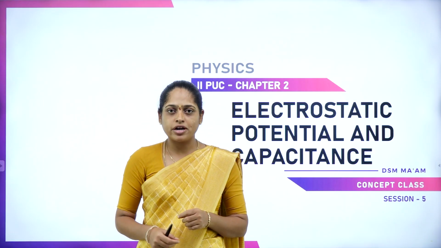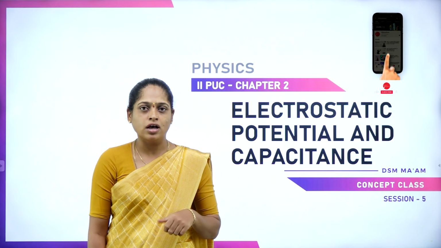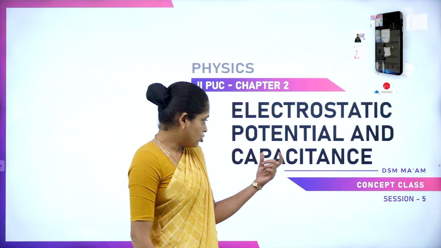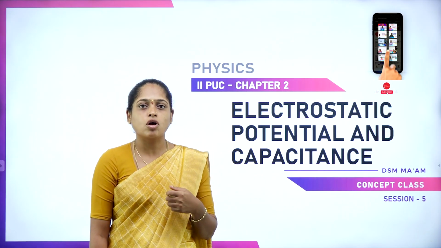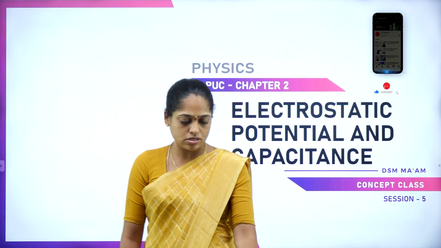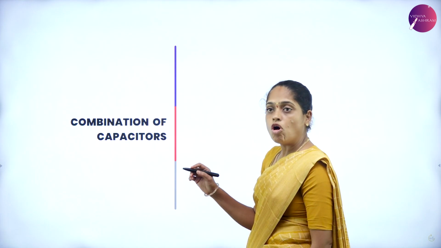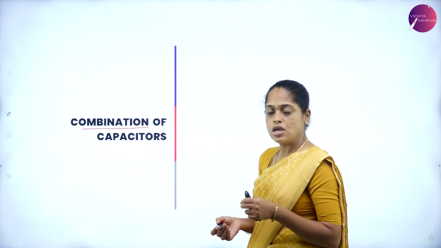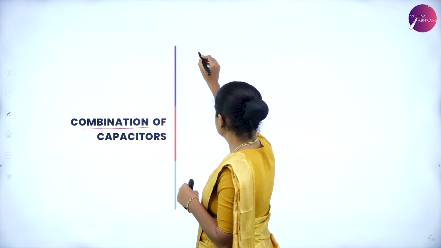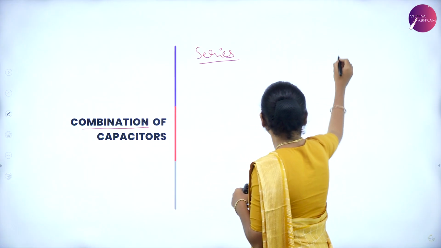So far you have studied about the potential energy and potential in this chapter and also about the capacitor. Now in this session, let us discuss combination of capacitors. What is combination of capacitors or what type of combination we have? Combination is nothing but the arrangement of capacitors. We can arrange the capacitors in series and parallel.